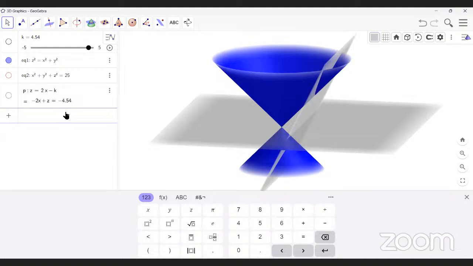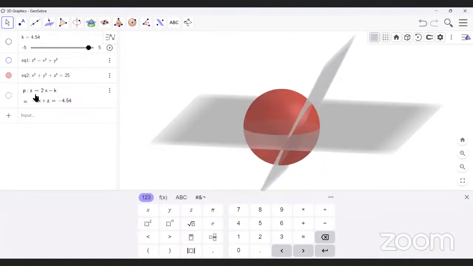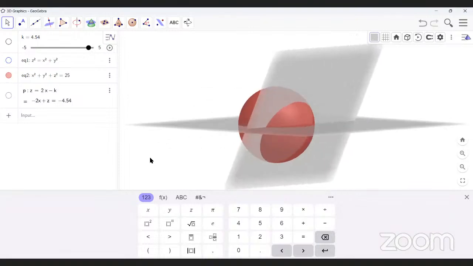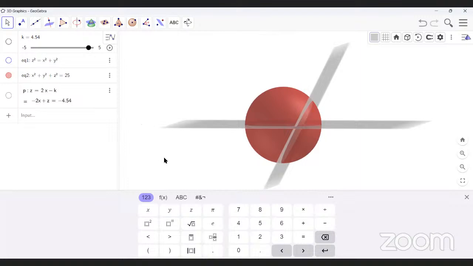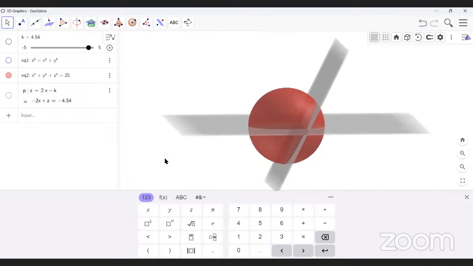All right, now let's see. Now let us say instead of this cone I have got a sphere. All right, there is a sphere. I will intersect this sphere with a plane. What will I get?